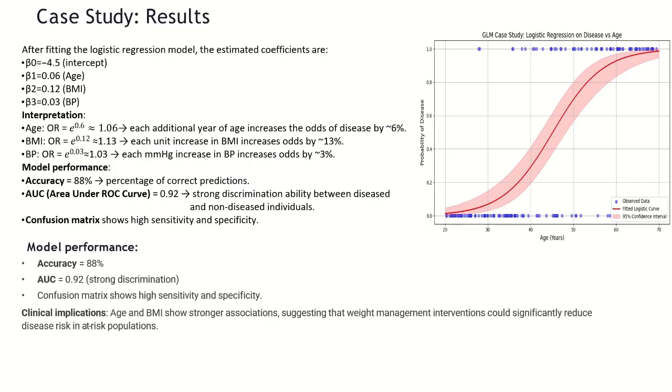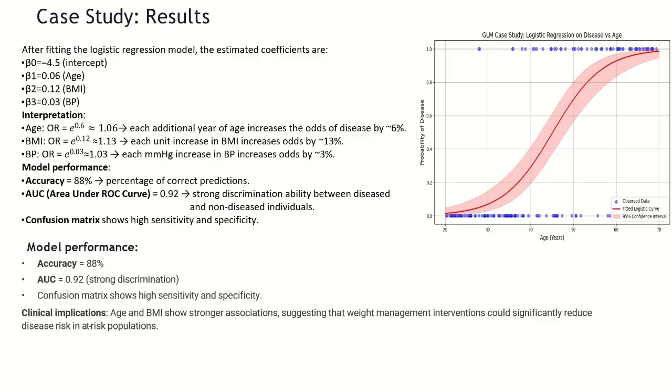Now the case study results are quite interesting. After fitting the logistic regression, the estimated coefficients are beta naught is minus 4.5, beta 1 is 0.06, beta 2 is 0.12, and beta 3 is 0.03. We found that age, BMI, and blood pressure all have a positive association with disease occurrence. Specifically, each additional year of age increases the odds by around 6%.